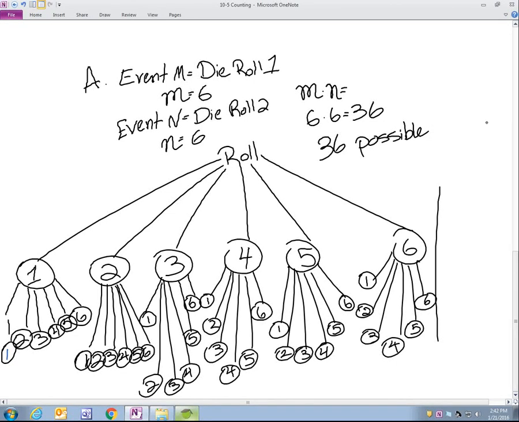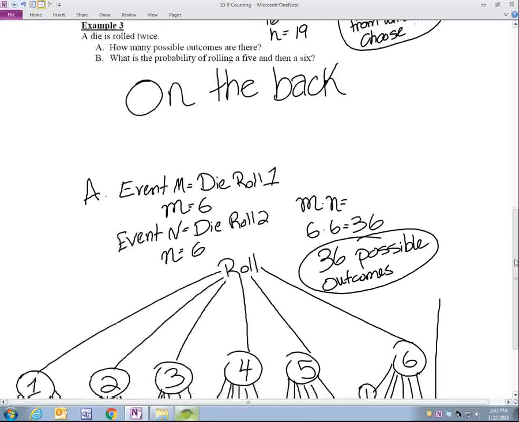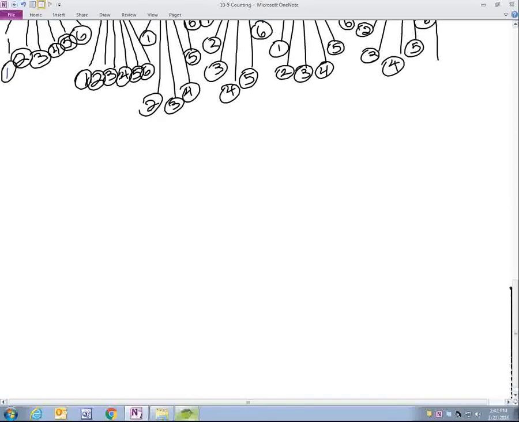I'm going to put this here. I circle that. And it asks us for part B. What's the probability of rolling a 5 and then a 6? Probability, from Tuesday. So I'm going to have you write a B. And you're going to write the probability. The probability, what were the two numbers? 5 and then a 6.